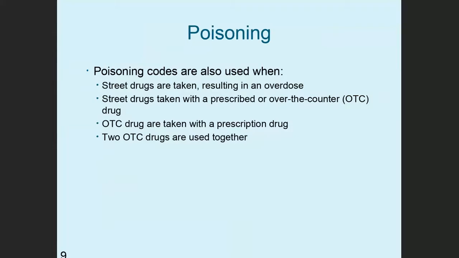Poisoning codes are used in some cases also for street drugs, cocaine, heroin. So if a street drug is taken resulting in an overdose, you code that as a poisoning. Street drugs taken with a prescribed or over-the-counter drug, that's a poisoning. An over-the-counter drug taken with a prescription drug is a poisoning. Two over-the-counter drugs used together can have an adverse reaction in the patient, and that is also a poisoning.